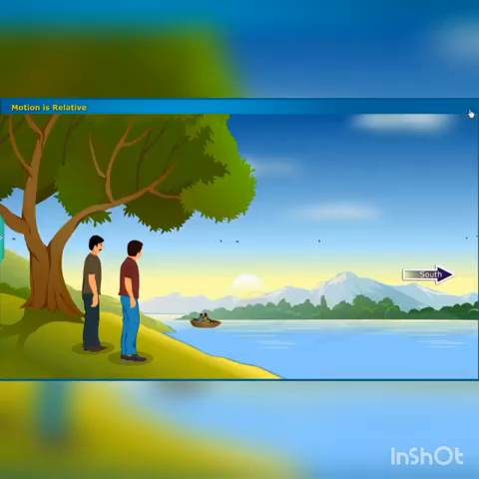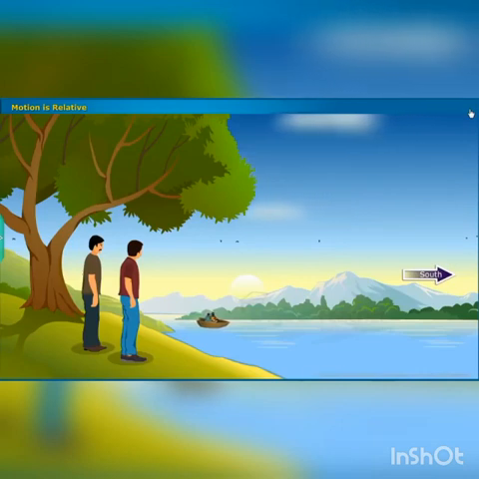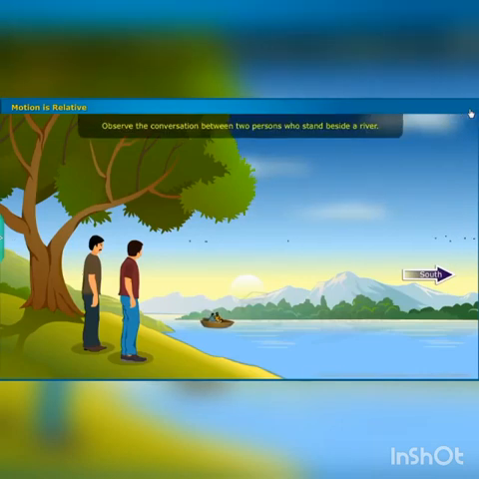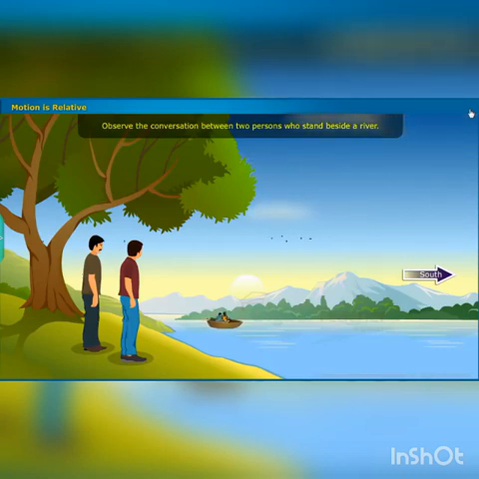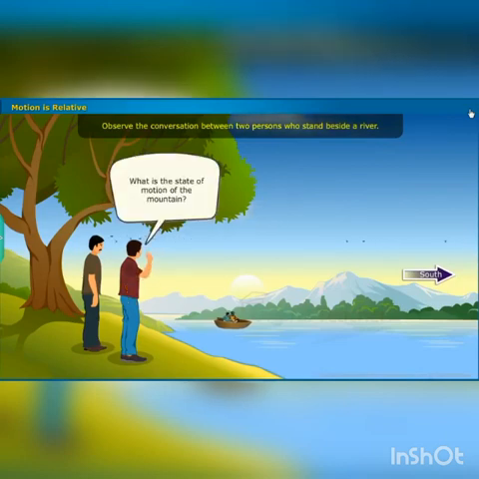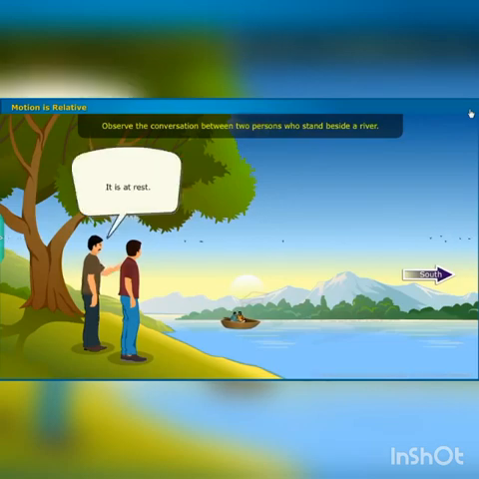To understand the idea of motion, let us take the following hypothetical activity. Observe the conversation between 2 persons who stand beside a river. What is the state of motion of the mountain? It is at rest.